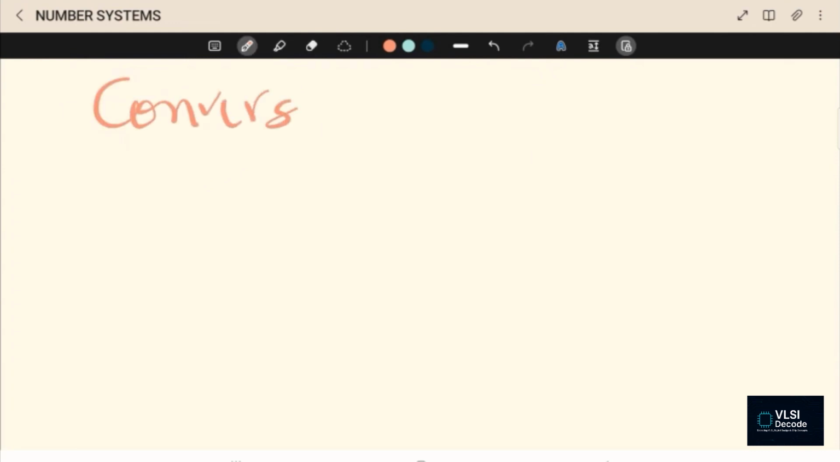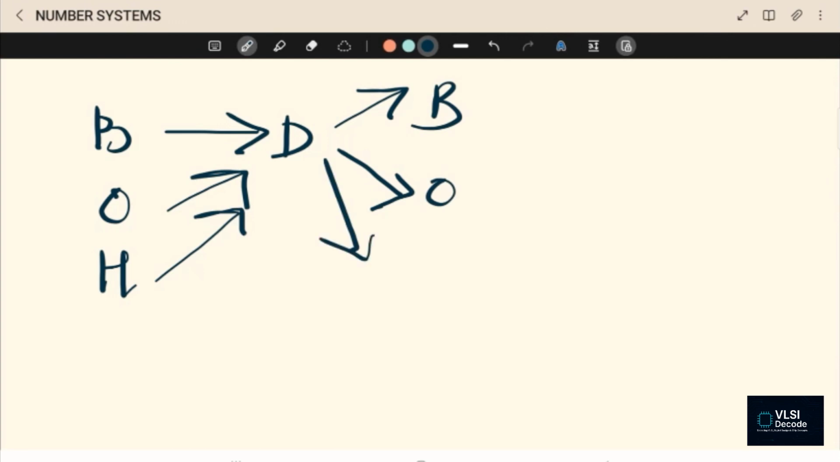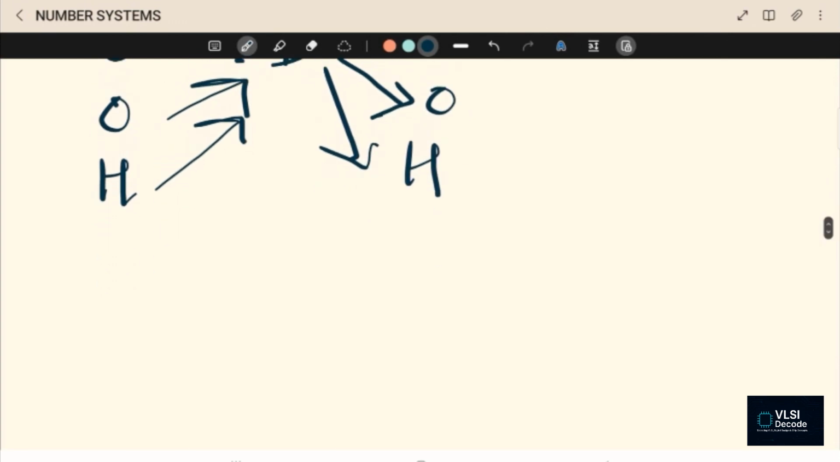So now let's see conversions. So starting with binary to decimal, and octal to decimal, hexadecimal to decimal, and then we'll see decimal to other number systems. Okay.